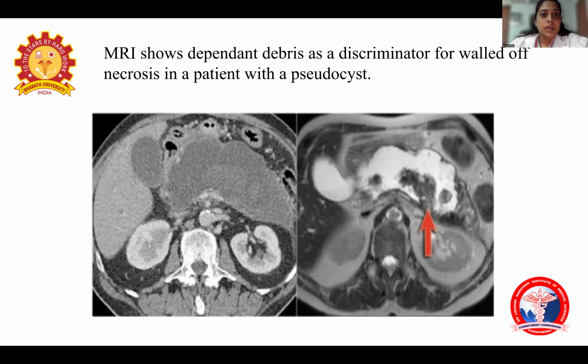Now coming to an MRI, MRI also shows that dependent debris. See here, we cannot see this debris mostly on CT because it doesn't enhance and it is all of similar density. Whereas in an MR, you can differentiate the fluid and the debris. You can see that this is the vault of necrosis in a patient with a pseudocyst.